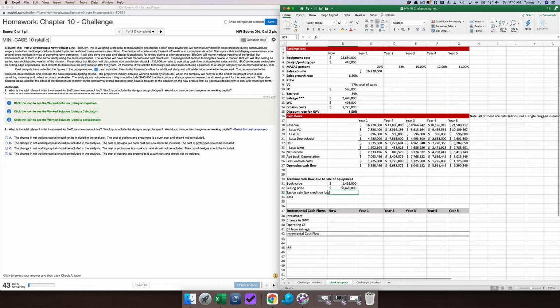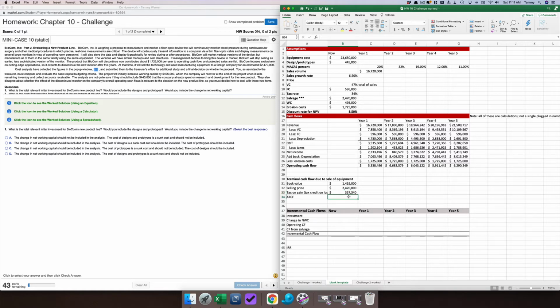Right, and so what we have to do is figure out whether that's a gain or a loss, and I can see that the selling price is greater than the book value. So we're going to have to multiply the gain, which is 2.4 minus 1.4. So let's figure that one out. Times the tax rate. So that's going to be the tax on the gain. And then our after-tax cash flow is going to be the selling price minus the tax on the gain.